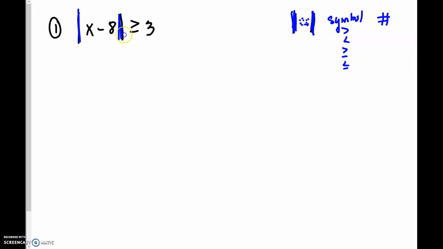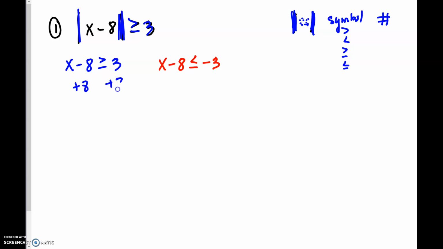That's what we have here. We have absolute value, then your symbol, and then a number. So that means we can set up our 2 situations. One situation is just going to be x minus 8 greater than or equal to 3. And the second situation is going to be x minus 8. Now remember, we have to flip this sign and make this -3, because 3 and -3 are the same distance away from 0. And now we can just go ahead and solve this.